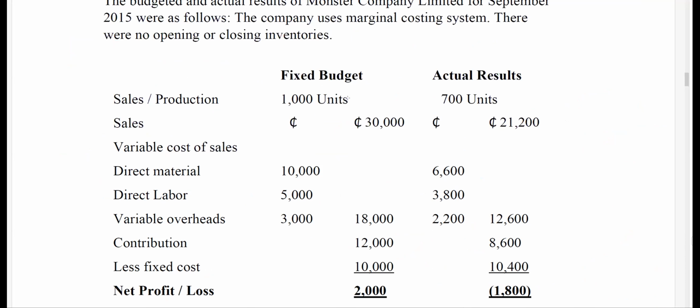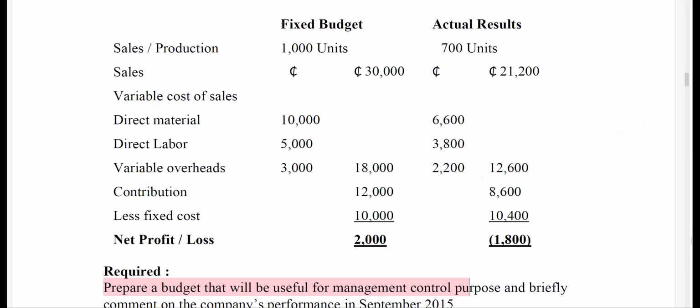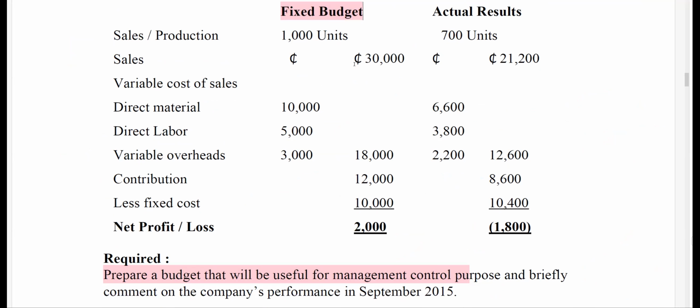Now, look at something that happened. This fixed budget, how many units were we producing under the fixed budget? 1,000 units. And what was the actual results? 700. Now, can we compare these costs? No. Why can't we compare these costs? Because the units are not the same.